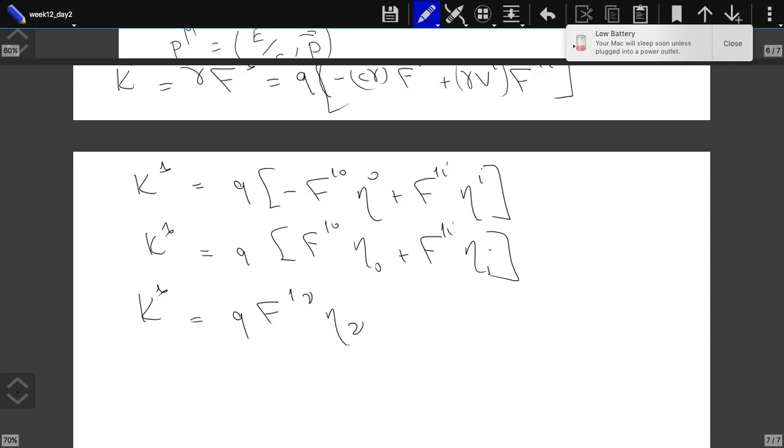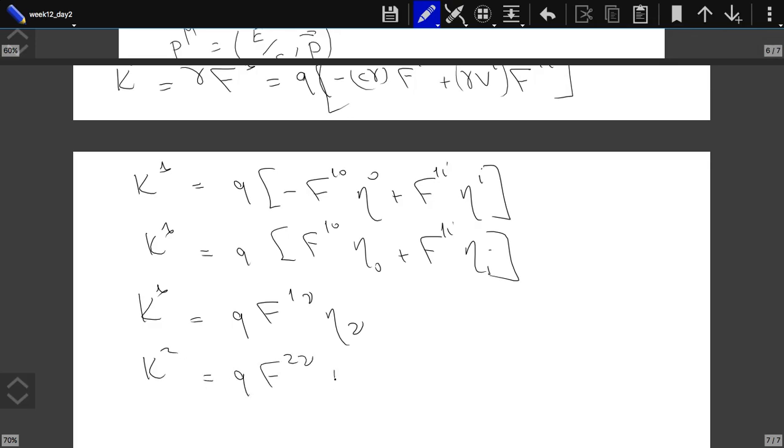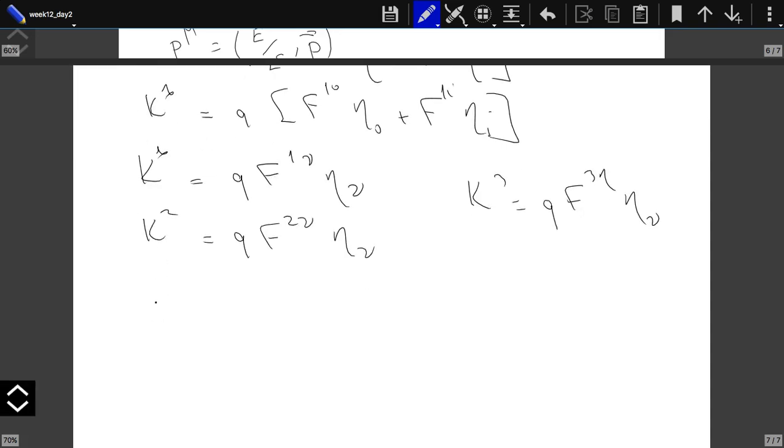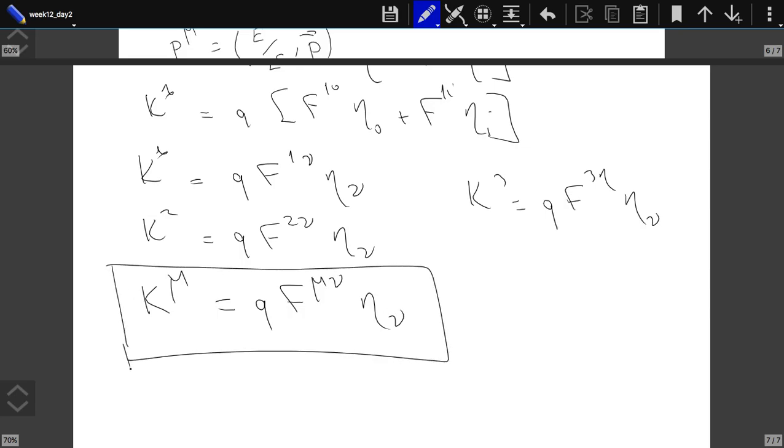Well, you can just calculate K2, K3 just like that. I mean, it's not difficult to guess that K2 would be just F2 nu, K3 will be F3 nu. But these are nothing but this K1, K2, and K3. They are the space components of this 4-vector. K mu is equal to Q times F mu nu eta nu. And K mu is dp mu by d tau.